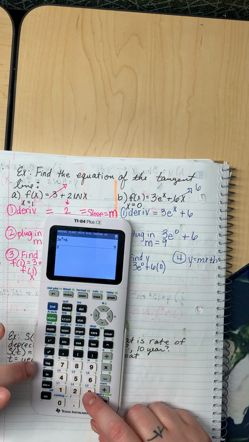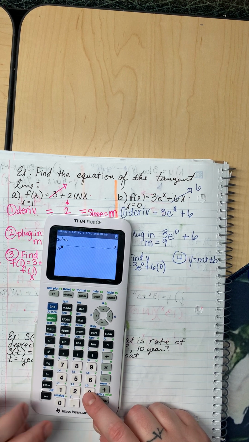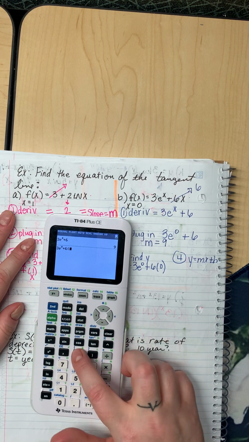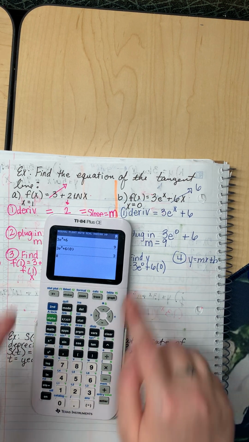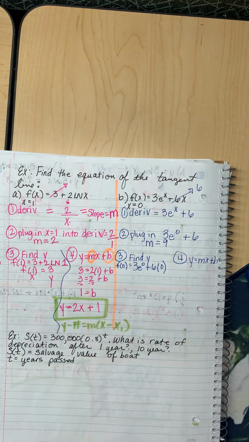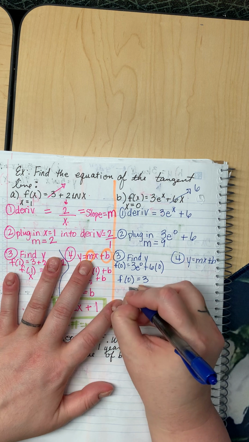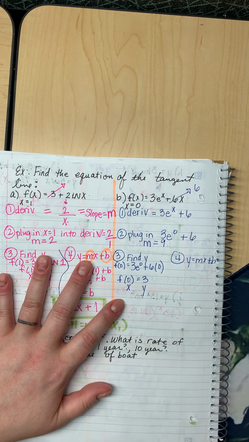3 and then second ln 0, arrow out, plus 6 times 0. Oh, I knew that. And it just gives me 3. So this says f of 0 equals 3. That means x is 0 and y is 3.